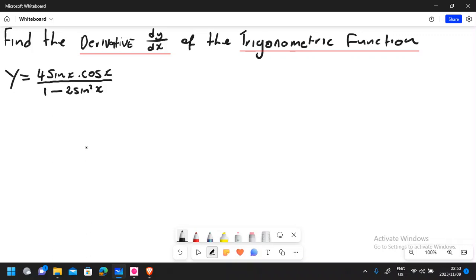Now, as you can see, we have another trigonometric function that we need to derive, to find our dy over dx. This one is a bit challenging, I won't lie to you. It needs you to know your trigonometry very well. If you think you can try this one, guys, pause and try to do it, and let's see if at the end of this video we're going to get the same answer.